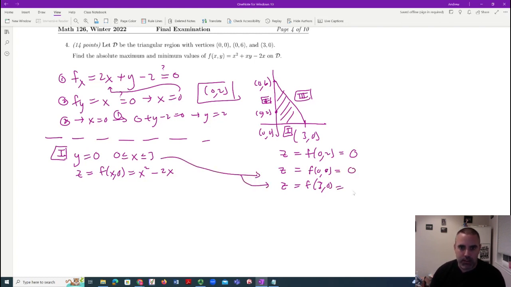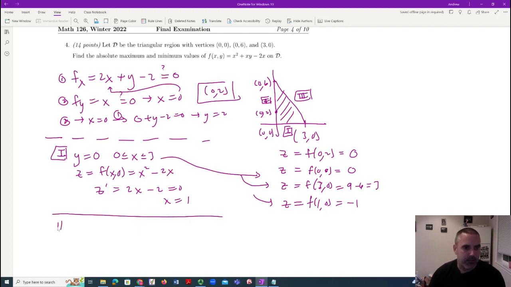And when I plug it in, I get 0. When I plug in a 3, I get 9 minus 6, which is 3. Okay, in addition, for one variable functions, you have to find when the derivative is 0, and in this case, you get x is 1. So I also need to plug in a 1. And you get negative 1. Okay, on to the next side.